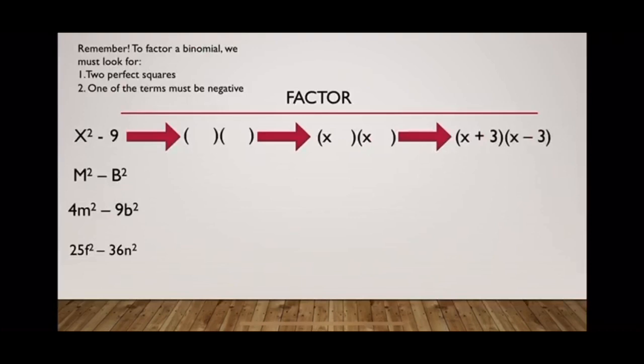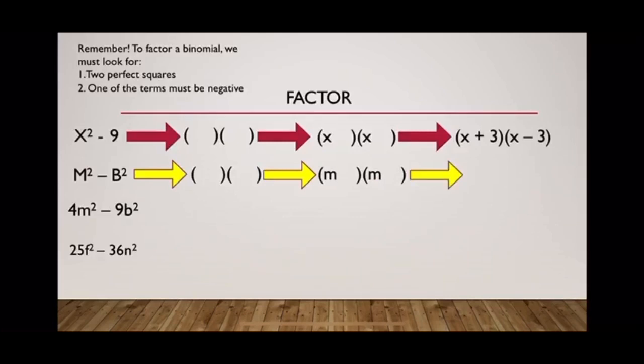Now, for m squared minus b squared, we need to look at the rules and see if they apply. They do. We have two perfect squares and a negative term. The first step is usually the same every time, and that is placing the brackets. Now, we could put the square root of m squared in the beginning of both brackets, which is m.